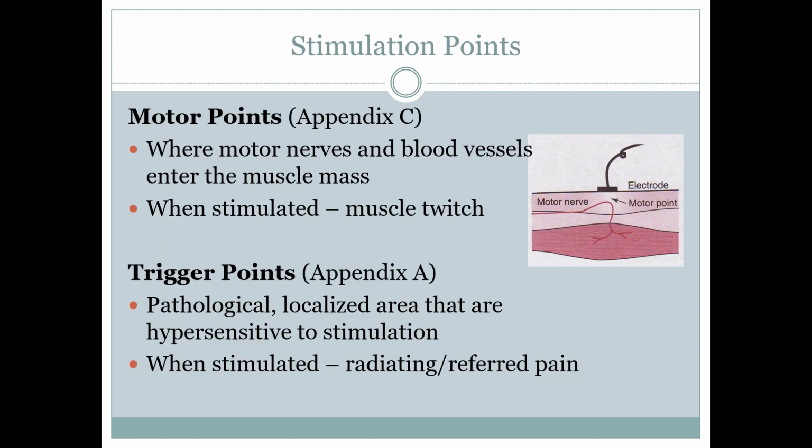If a clinician or a therapist is attempting to target certain tissues, they may want to identify either motor points or trigger points. Motor points are specific points in the body where motor nerves and blood vessels enter a muscle mass. When motor points are stimulated, it will result in a muscle twitch. There are multiple charts to locate common motor points in the human body.